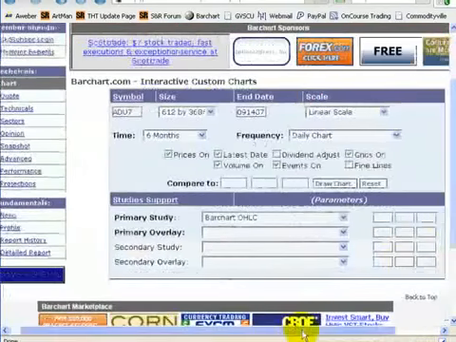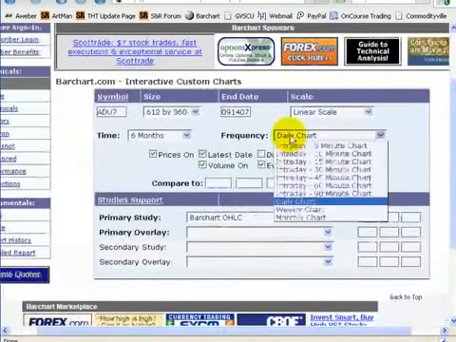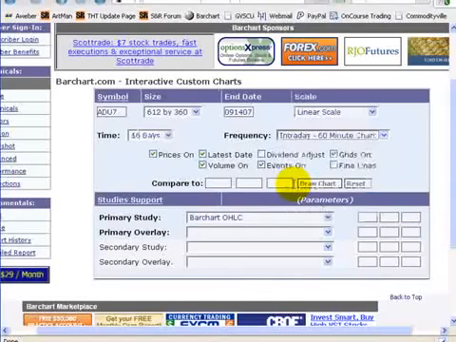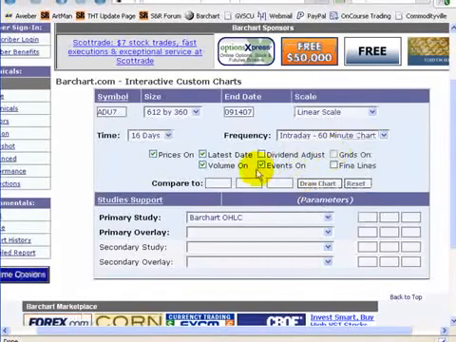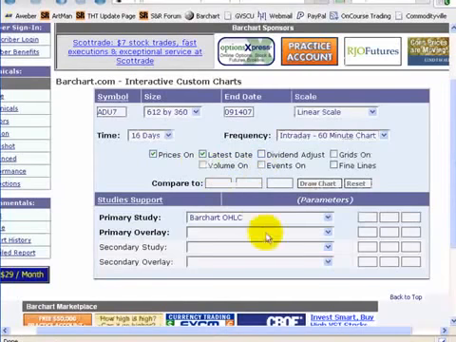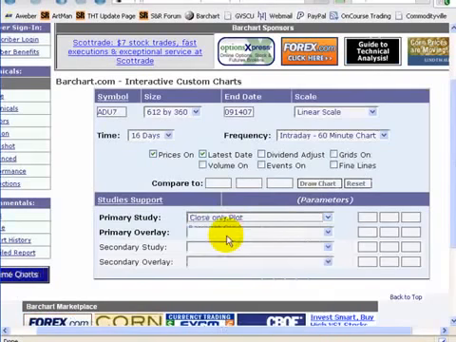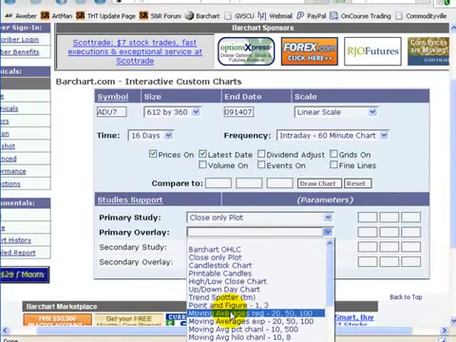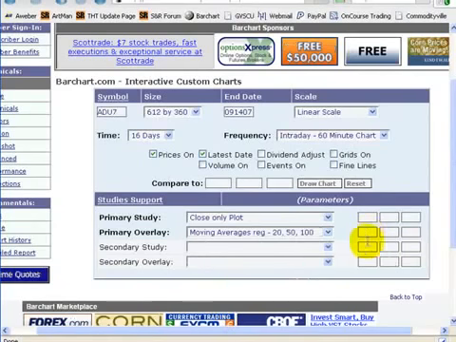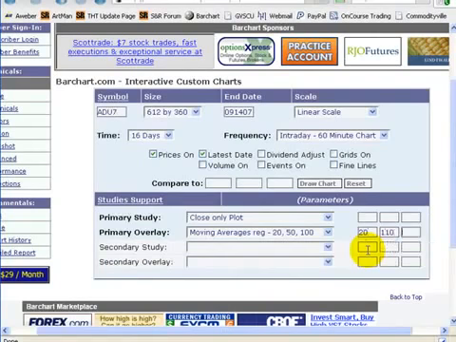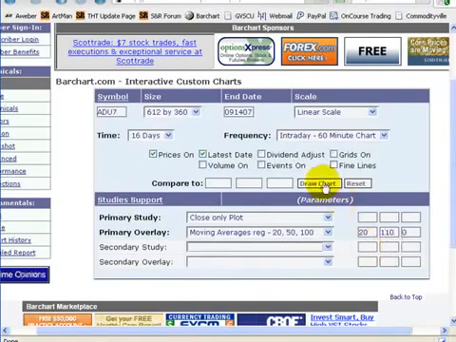And usually what I like to do is take a look at a 60-minute chart. You can turn off the lines, you can turn off the events and the volume. We won't need that. And rather than see a bar chart, I'll sometimes go with a close-only plot. This is a line chart. And the reason I do that is it kind of gives you a better feel for what's going on in the marketplace. I'll also put my moving averages on. And draw the chart.